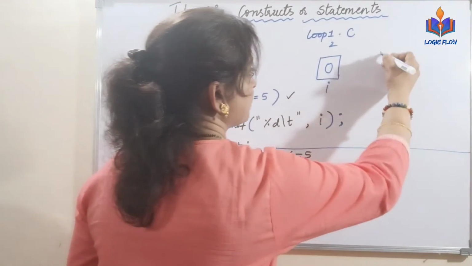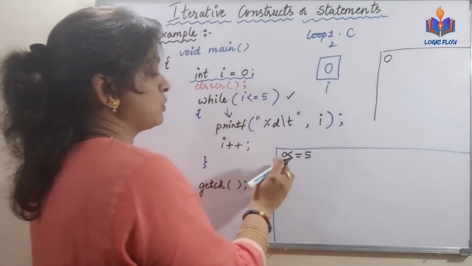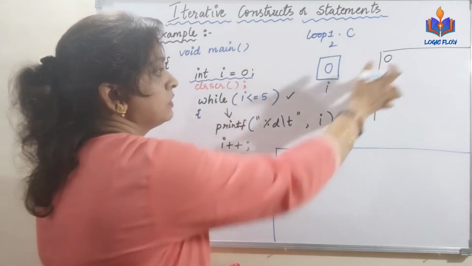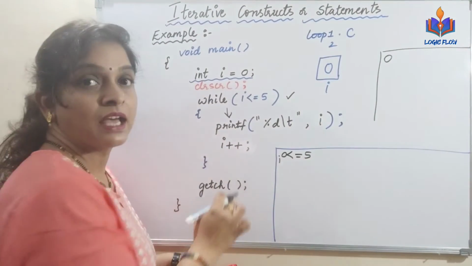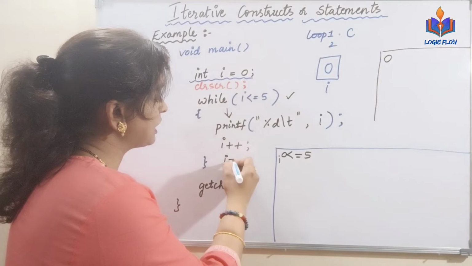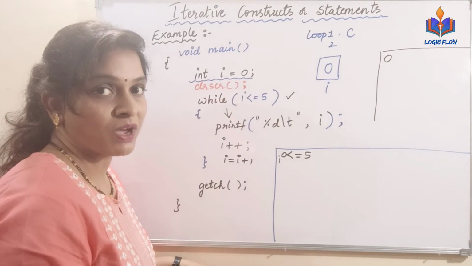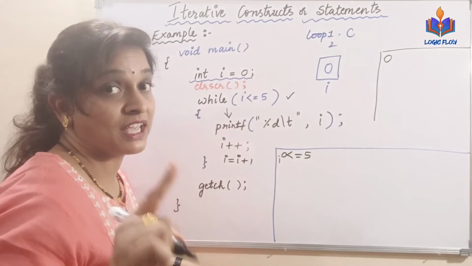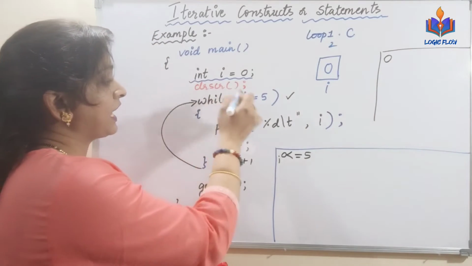So in my output screen, I get the value 0. Then I++. I++ is nothing but I equal to I plus 1. So it is 0 plus 1, it is 1. The value of I has been changed. Then I have to loop back. Then again check the condition.